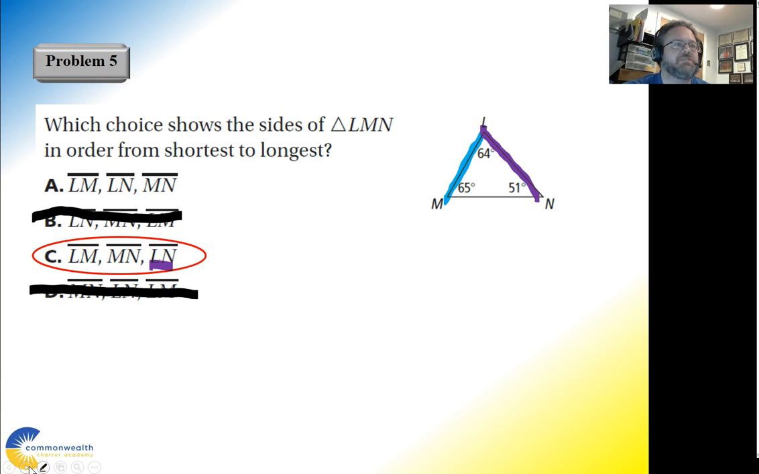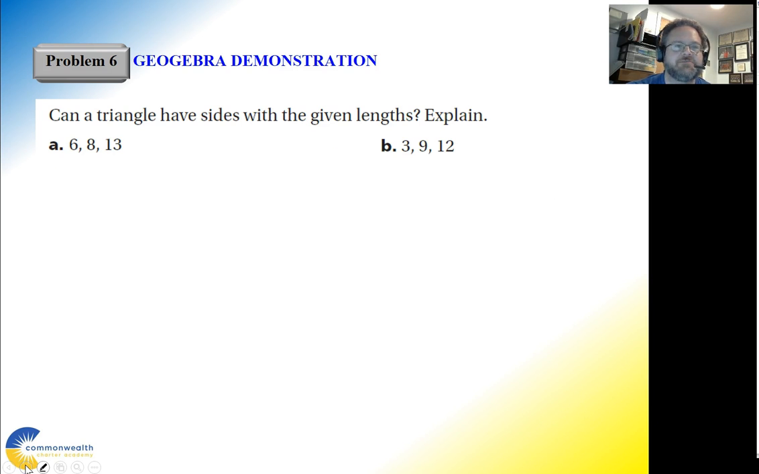This rule can also be used to explore other circumstances, because sometimes you're going to be asked questions along these lines. Can a triangle have sides with the given lengths, and explain? So let's have a look at these circumstances. The first one says, can a triangle have sides with the given lengths of 6, 8, and 13?